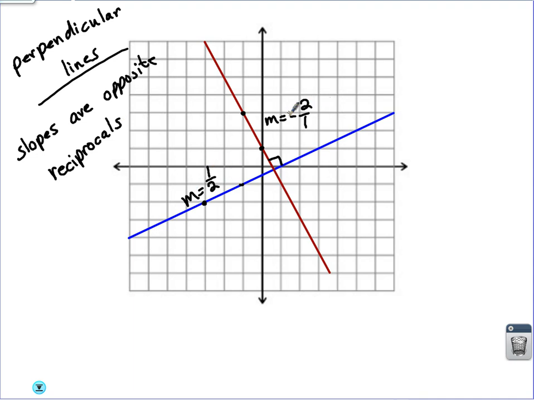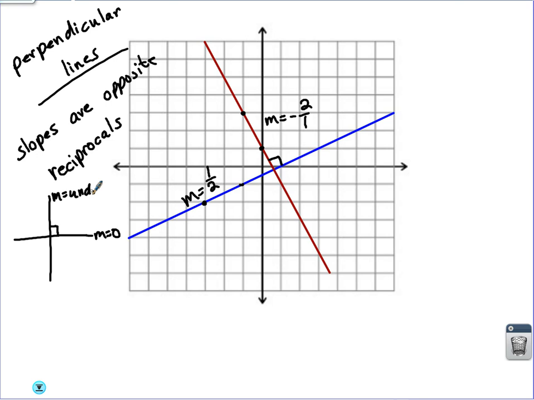Now we do have to be careful of the case that we have horizontal and vertical lines. We know that all horizontal and vertical lines are going to be perpendicular, but the slopes are a little bit different. A horizontal line always has a slope of 0, and a vertical line would always have a slope that is undefined. So that would also be a case of perpendicular lines.